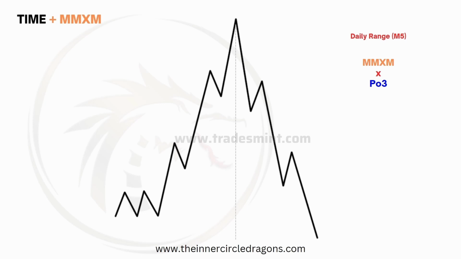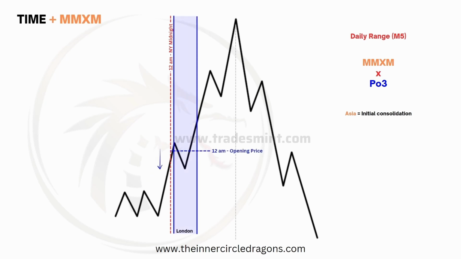As an example here, we're going to use the consolidation in Asia as our initial consolidation. We have an expansion leg outside of the Asian consolidation up into 12 a.m. midnight New York time. Price will drop below the 12 a.m. opening price inside of London, where the Judas swing will form. This is where we expect the first stage of accumulation to form.